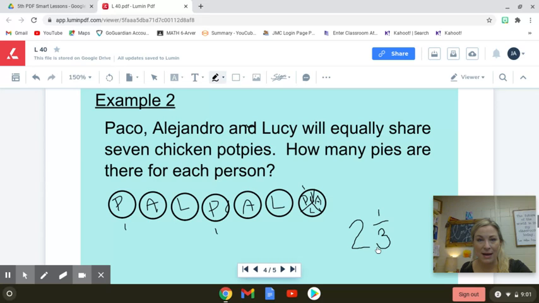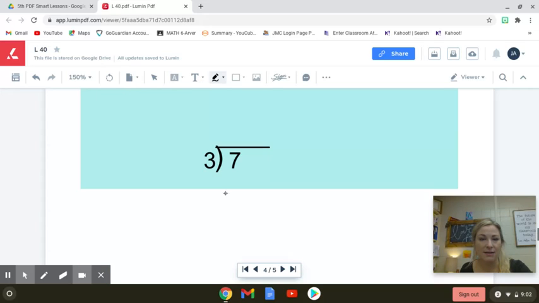I'm going to scroll down here and just show how we can check our work just using a division algorithm. Basically, what we had was 7 pies divided by 3 friends. So we have 7 divided by 3. And to do that, if we do our math correctly, we should get the exact same answer. So 7 divided by 3, how many times can 3 go into 7? 2. 2 times 3 is 6. 7 minus 6 is 1.